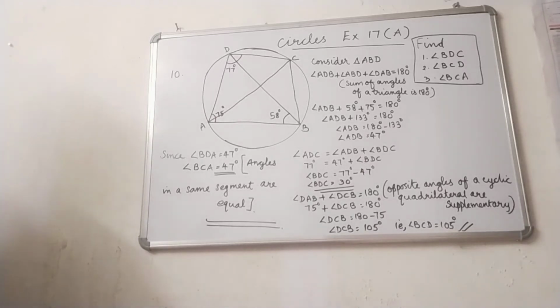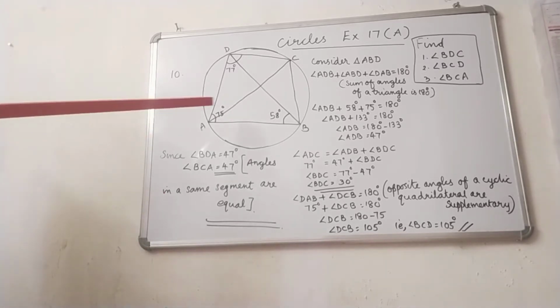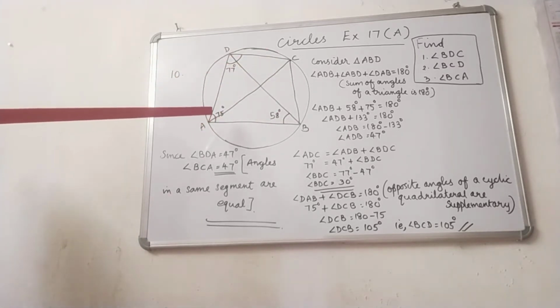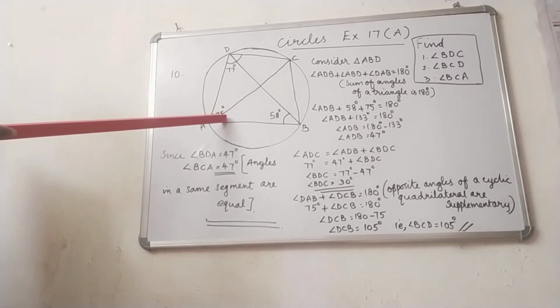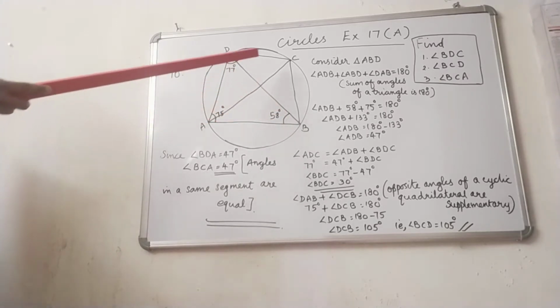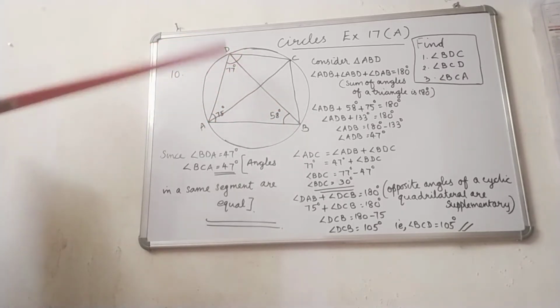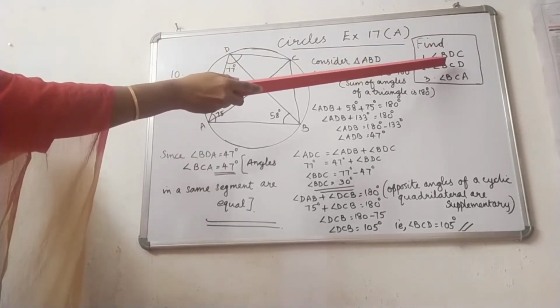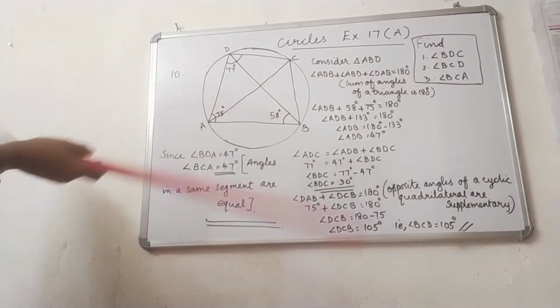Hi students, today we are going to discuss chapter circles, exercise 17a, 10th question onwards. So 10th question, in the figure given below, ABCD is a cyclic quadrilateral in which angle BAD is equal to 75 degree, angle ABD is equal to 58 degree, angle ADC is equal to 77 degree. Find angle BDC, angle BCD, angle BCA.